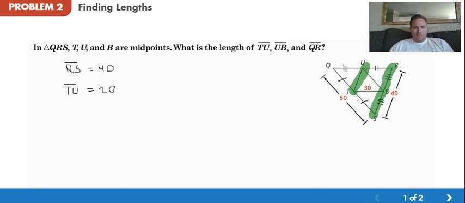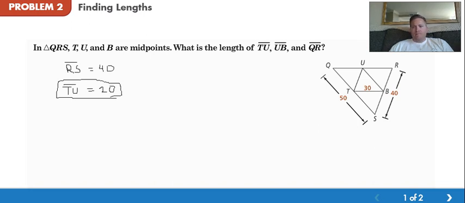Let's make sure I box that in right there. Alright, so that's our first one done. I'm going to erase this right over here, just to help us out as we're highlighting. So we have TU, we got that one done.